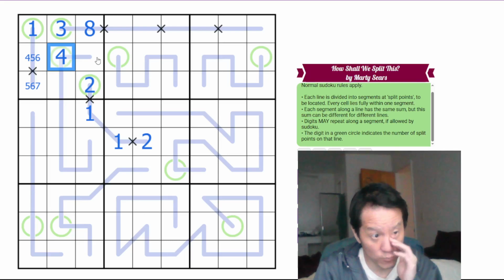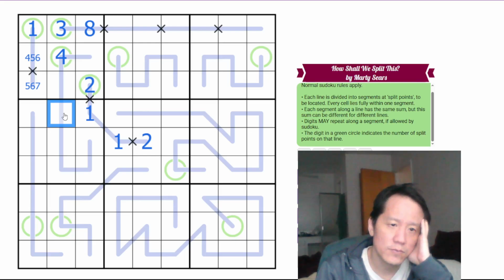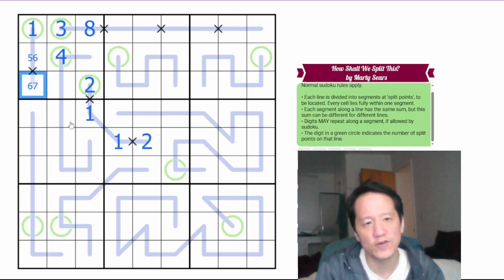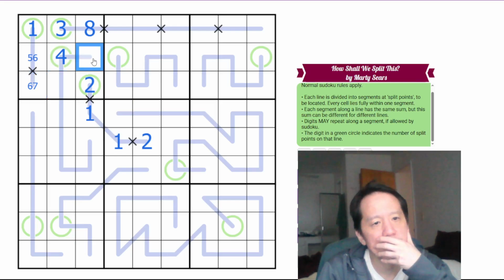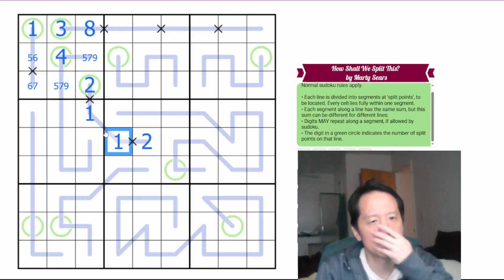So one of these is 2, the other one is 1. Then we need another 2 and another 2 and another 1. So we don't know how that splits though. So this is 4 or 5. We have either 5 or 9 here, or 7.